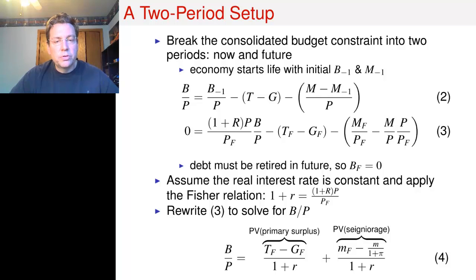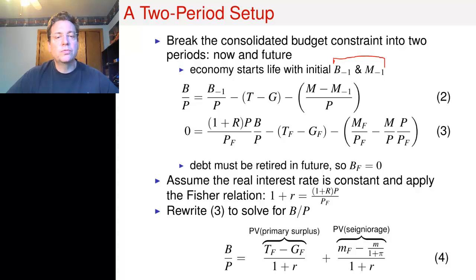Let's look at the government budget constraint. So we've got this two-period model. That means we're going to have a budget constraint for the government now, and we're going to have a government budget constraint in the future. We assume that the economy begins life with some initial levels of debt and money. So then the budget constraint that the government faces today is equation 2.